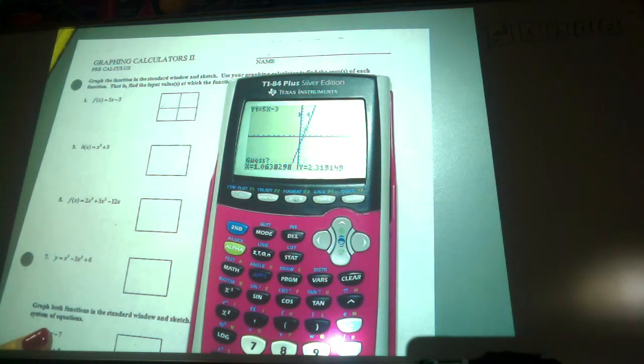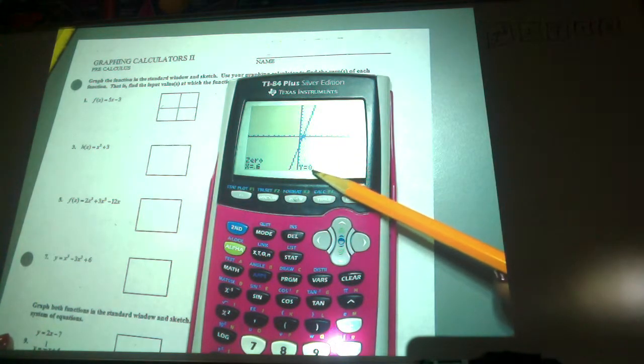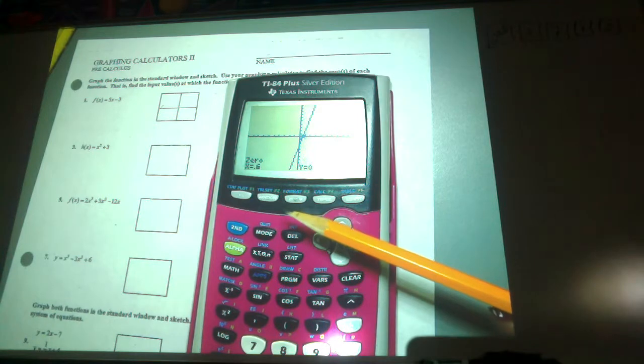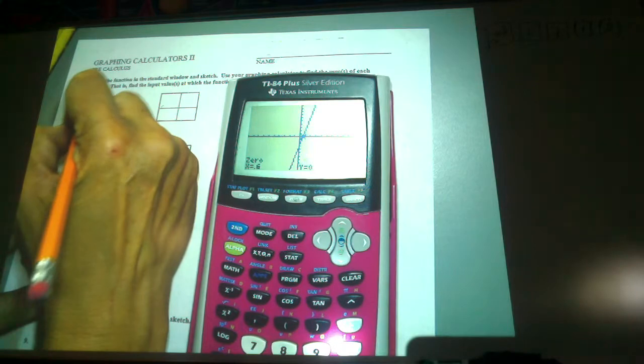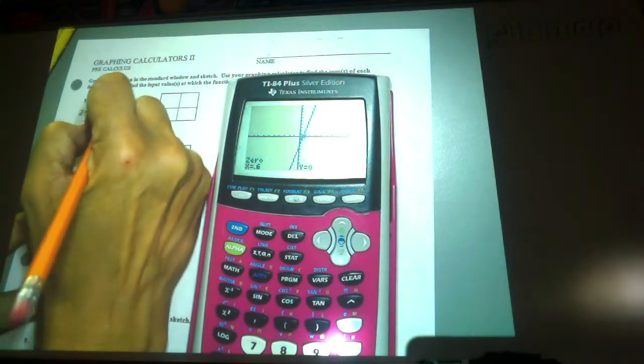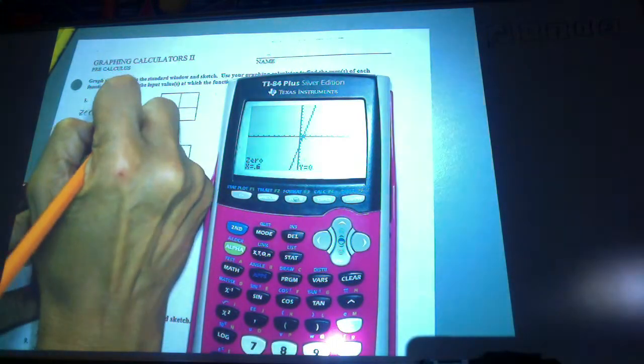So hit enter, and then it's asking you to guess. You want it to guess. You want it to do the work, and there it guesses 0.6, 0. The key point is that y should have a value of 0 because that's your proper value of 0. Just hit enter. Did it work? Yep, there you go. So then you want to write down here 0.6, and write it as an ordered pair, 0.6, 0.